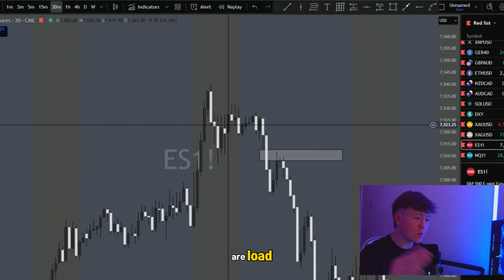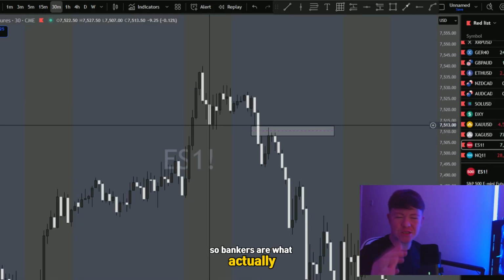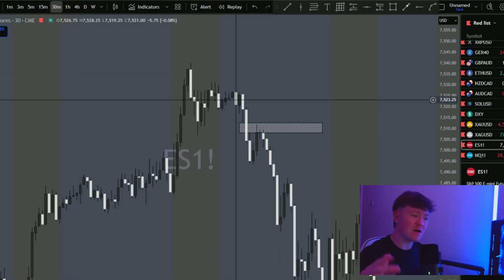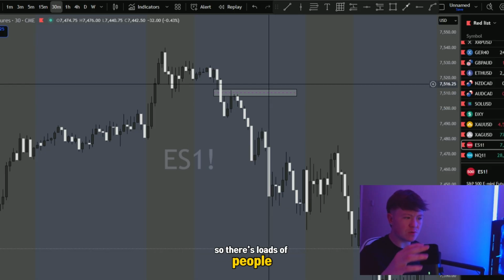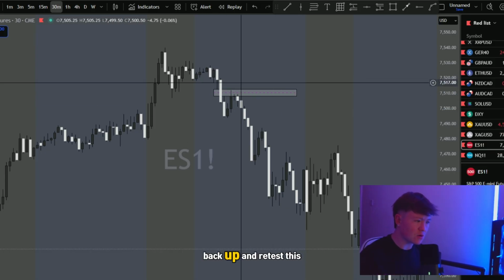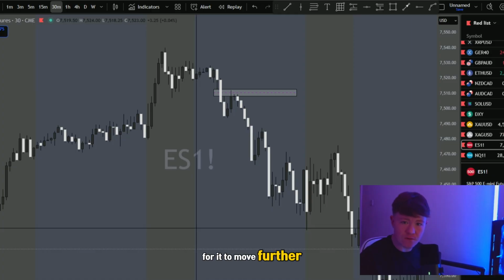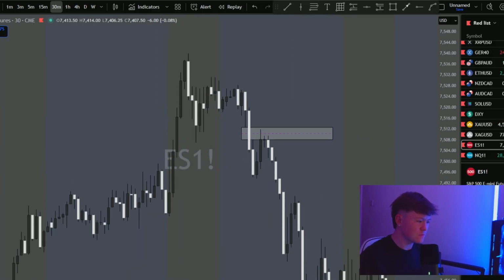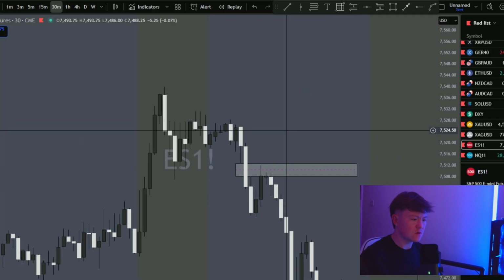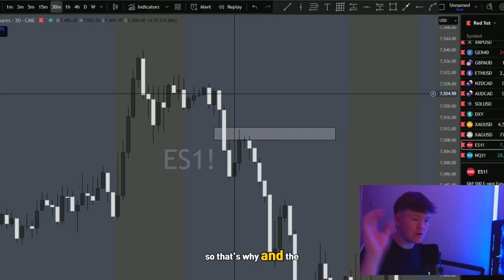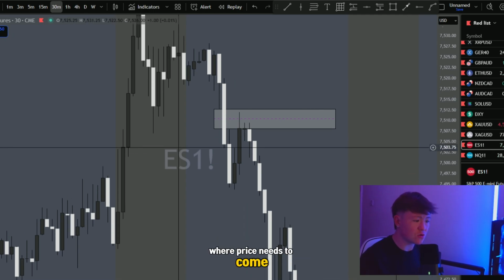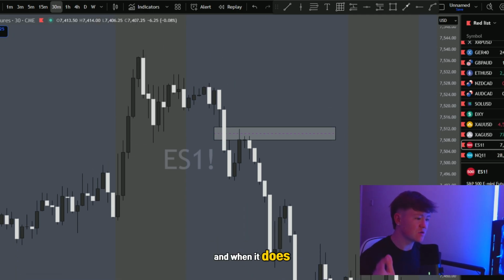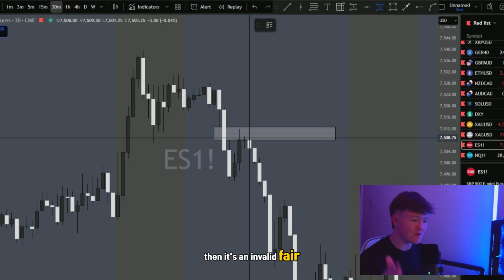As you can see, there are loads. So, bankers are what actually move the market. So here, I've had loads of sell-off, right? So there's loads of people in sells here. So price needs to come back up and retest this for it to move further down, right? So that's why the market moves. So this is a gap in the market where price needs to come and fill it. And when it does, it goes down. That's how it works. And if it doesn't, then it's an invalid fair value gap.